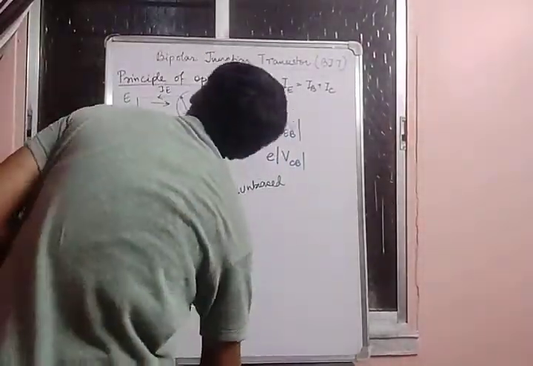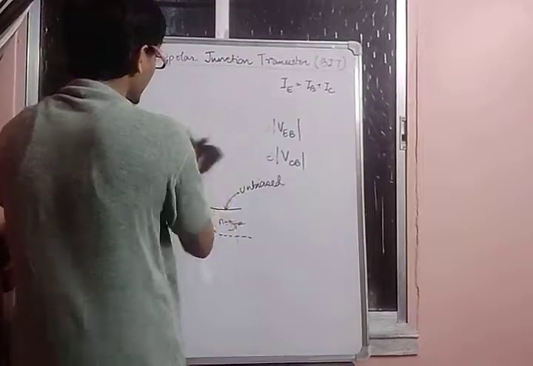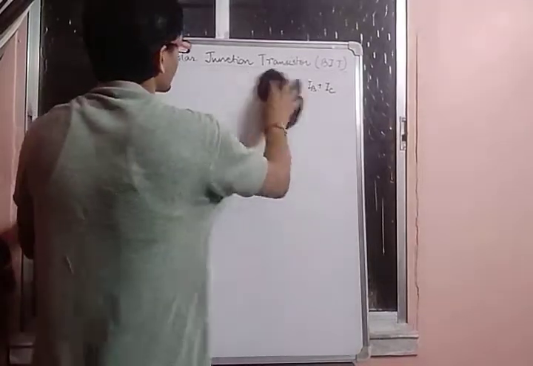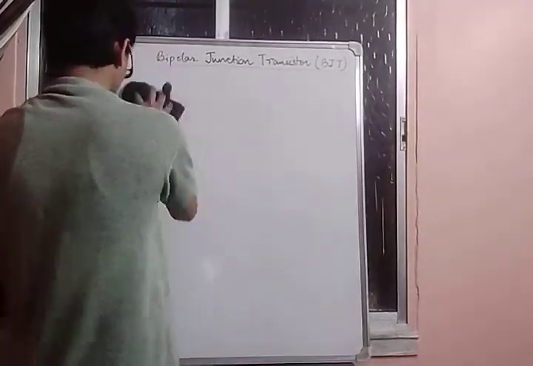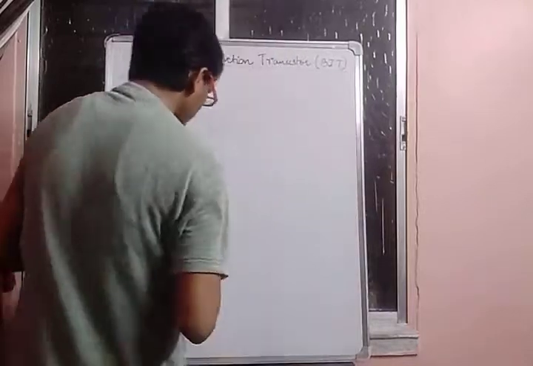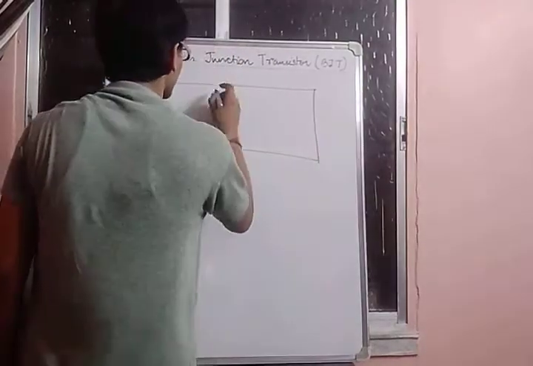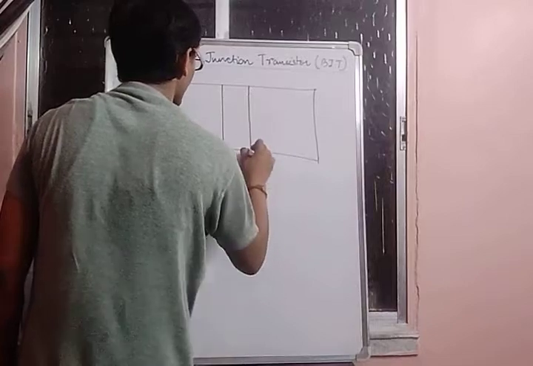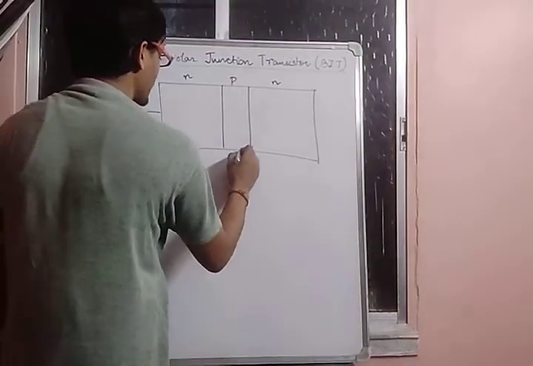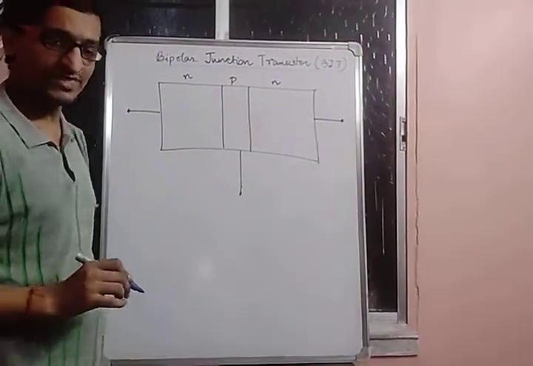As far as the current components in your BJT are concerned, what are the various current components present in a transistor? Suppose we consider an NPN transistor.